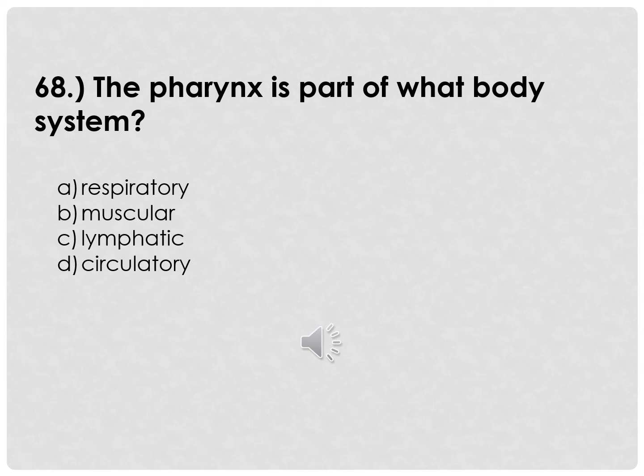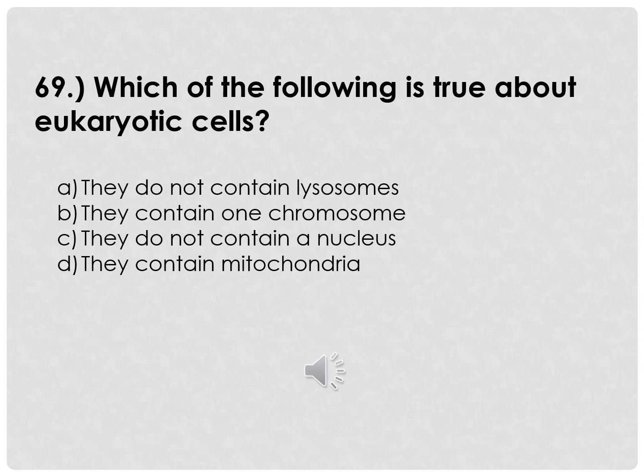The pharynx is part of what body system? So the common name for the pharynx is actually the throat. And the throat is used by both the respiratory system for air as well as the digestive system for food. So the correct answer here would be A, the respiratory system. Which of the following is true about eukaryotic cells? Unlike prokaryotic cells, eukaryotic cells contain mitochondria, a nucleus, lysosomes, and multiple chromosomes. So therefore, D is our correct answer.